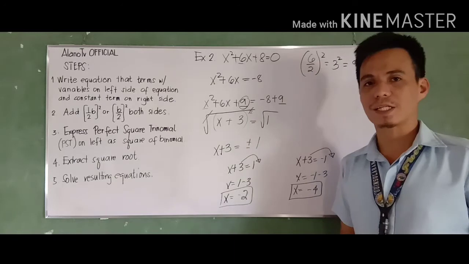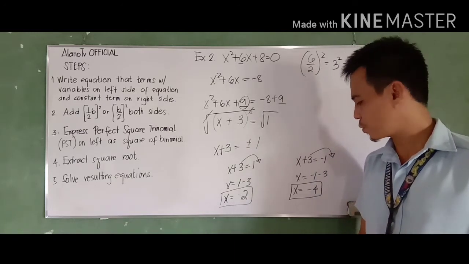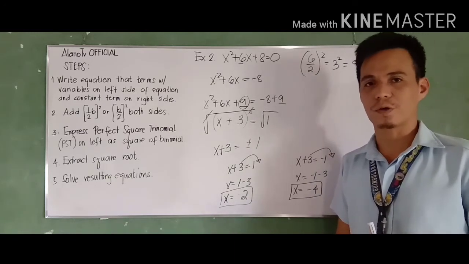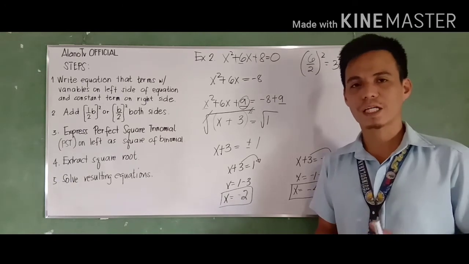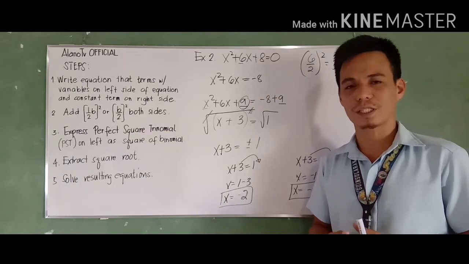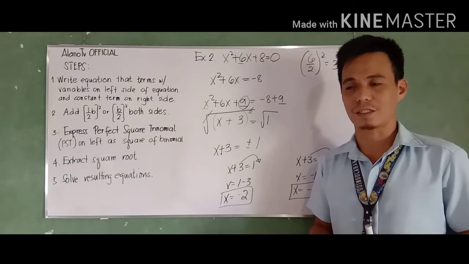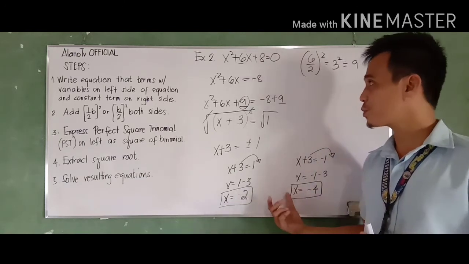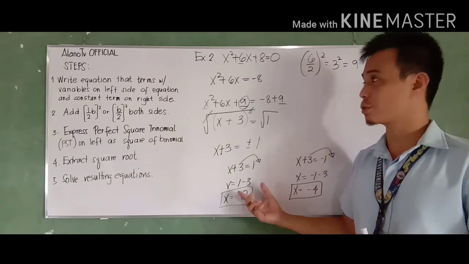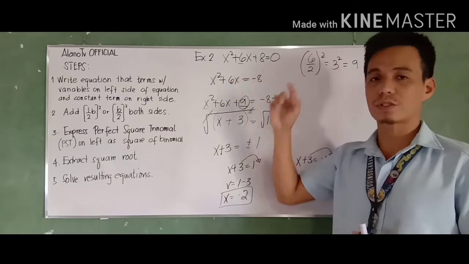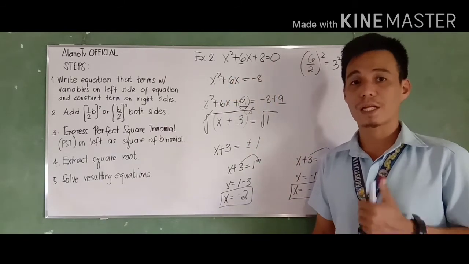There you have it, guys. Our answers are negative 2 and negative 4. So, how do we know if our answer is correct is to do checking. So, just replace the value of your roots in the original equation given to know if the answer is correct.